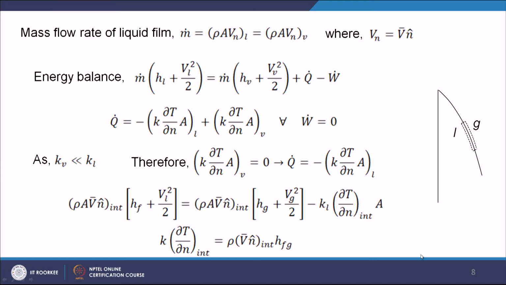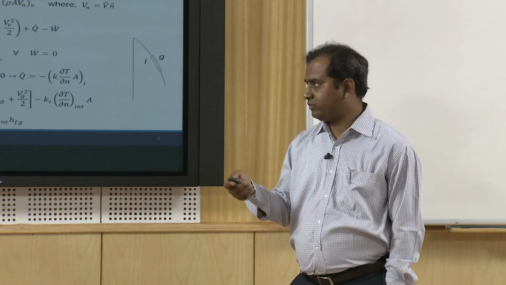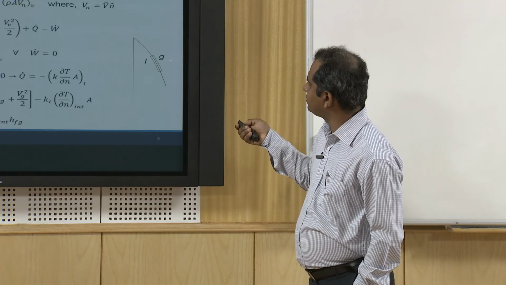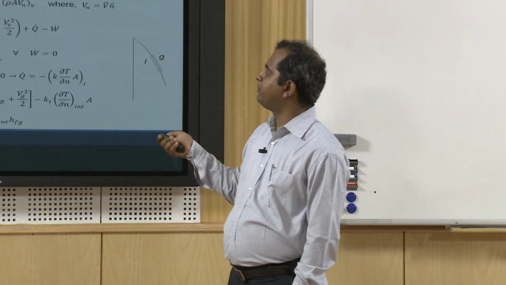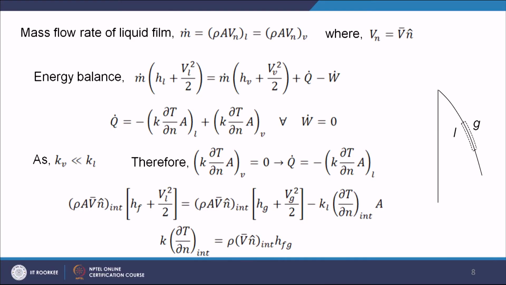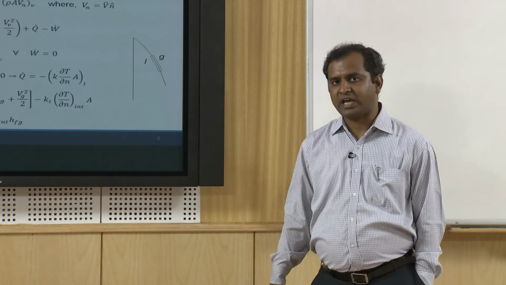First, let us find the mass flow rate for the liquid film. The mass flow rate m dot can be written as rho A Vn. Here Vn is the normal directional velocity of the interface. So, if we find the normal of this, that directional velocity comes into the picture. This is for the liquid and this is for the vapor. These two will be the same, because whatever amount of mass is lost from the gas will be accumulated on the liquid side.